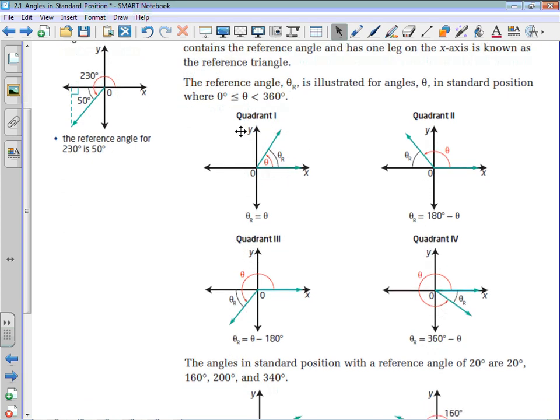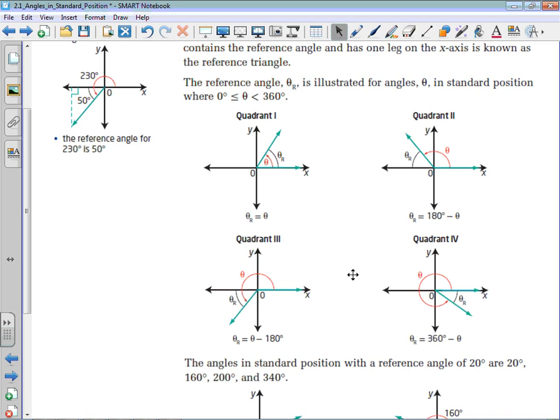If you're in quadrant 1, then the reference angle is the rotational angle. If you're in quadrant 2, the reference angle is 180 minus the rotational. Quadrant 3, your reference angle is theta minus 180. And then in quadrant 4, it's 360 minus theta. I'm going to work through that on a couple of the examples in the notes, and we'll talk about how you can do that logically as well.